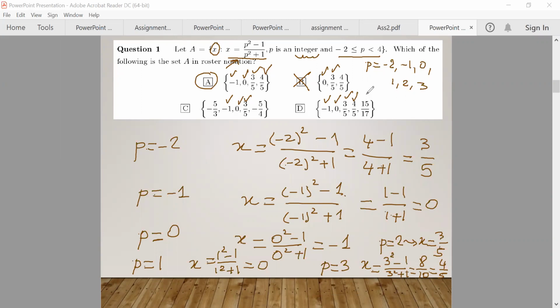Here we have 4 over 5, but we don't have 15 over 7. Here we don't have 4 over 5, no. And this is no, because here we have an extra element, and here we have a missing element. So the correct answer is A.